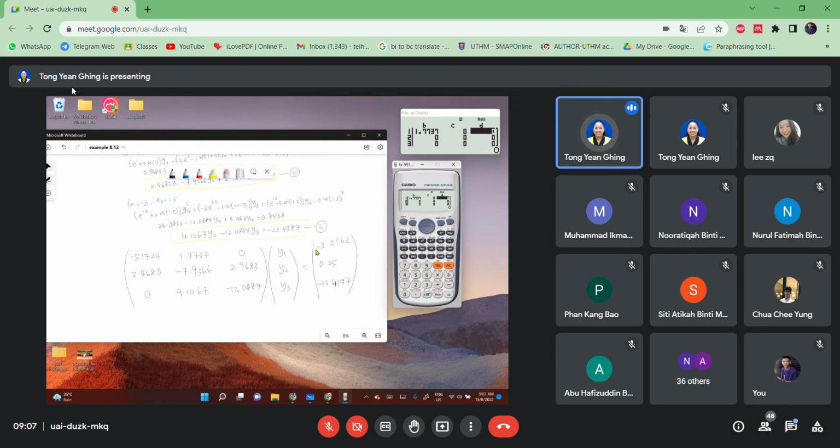D is the value of this one on the right side, negative 3.0162, and then this one 2.4683 equal to, sorry, my phone is ringing.